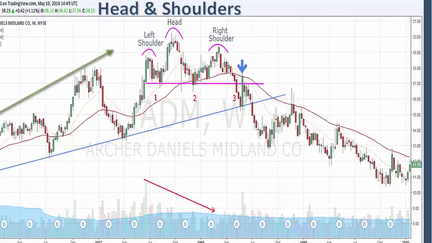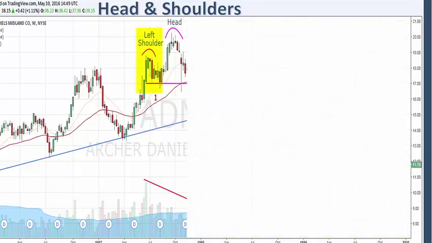Now we want to see a prior uptrend, and it's important to verify that the stock is in an uptrend for this to be a reversal pattern. Without a prior uptrend to reverse, there can't be a head and shoulders reversal pattern, or any reversal pattern for that matter. Now the first thing that forms is the left shoulder.